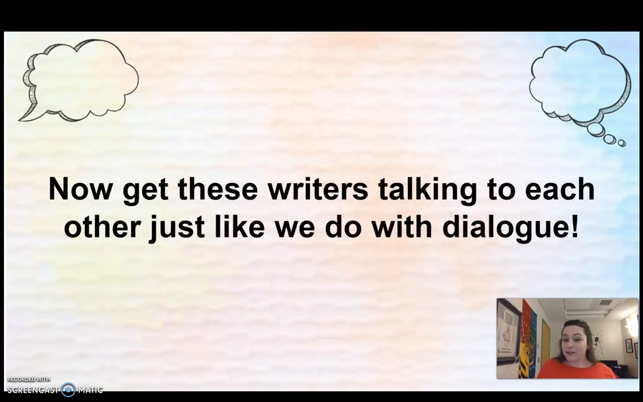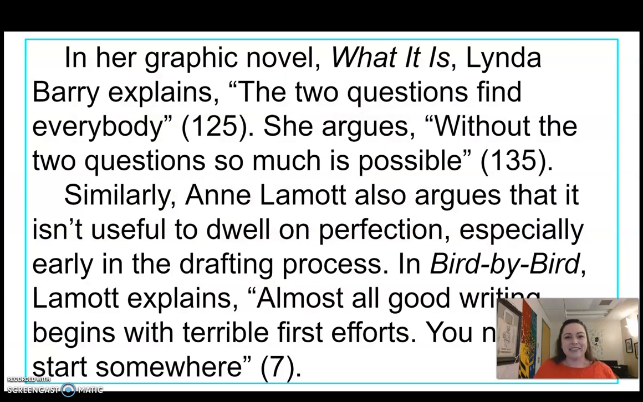And now, okay, we've got a couple of examples. Now we need to get them talking to each other, just like we do with dialogue. So, in her graphic novel, What It Is, Linda Barry explains the two questions: find everybody. She argues, without the two questions, so much is possible. Similarly, Anne Lamott also argues that it isn't useful to dwell on perfection, especially early in the drafting process. In Bird by Bird, Anne Lamott explains, almost all good writing begins with terrible first efforts. You need to start somewhere.